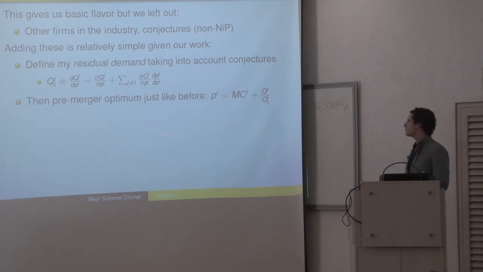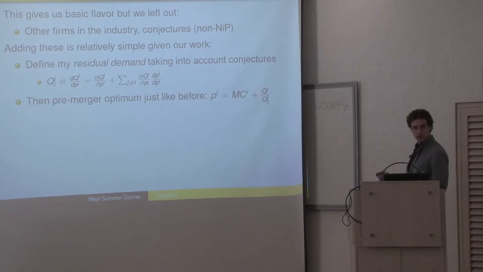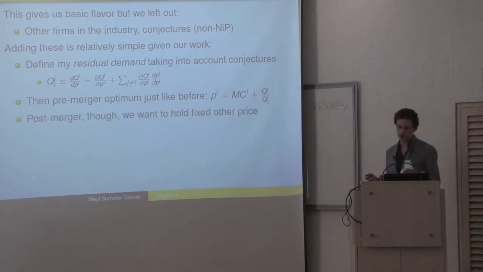So again, the pre-merger equilibrium is just going to be my price is equal to marginal cost plus the negative, that's negative down there, sorry. Price is equal to marginal cost plus my markup, the Cournot distortion on this residual inverse demand, on this residual demand curve.